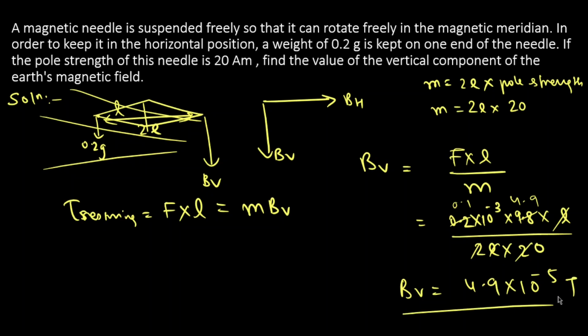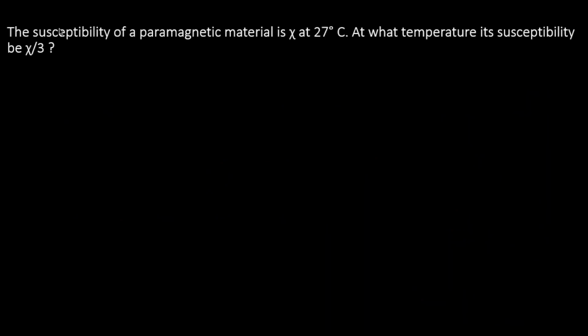I hope you understood this sum. Let's look at the last sum. The susceptibility of a paramagnetic material is chi at 27 degrees Celsius. At what temperature will its susceptibility be chi by 3? So solution, we know that susceptibility is inversely proportional to temperature.